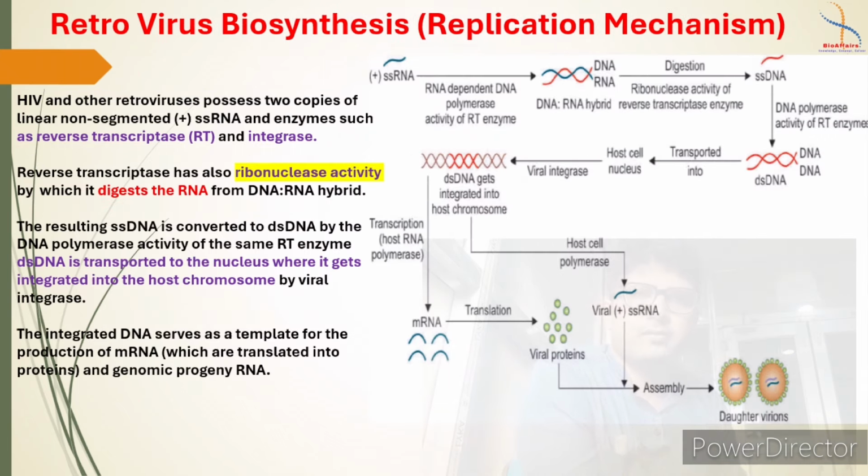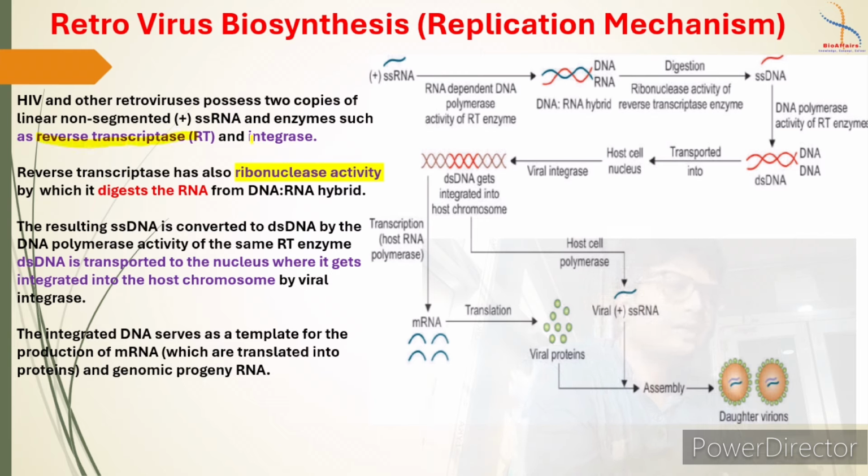Now coming to retroviruses. This is the last part of the replication varieties. Retroviruses, famous example HIV, you know that. There are other viruses also. HIV and other retroviruses have non-segmented single-stranded RNA, mostly two copies. Why are they unique? Because they contain reverse transcriptase and integrase, two important enzymes inside them. These are not manufactured in the host cell, but are contained within the virus.